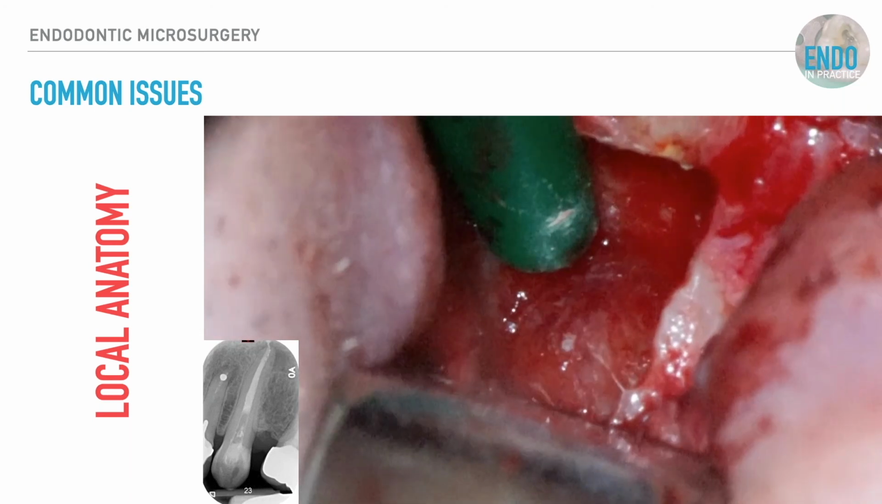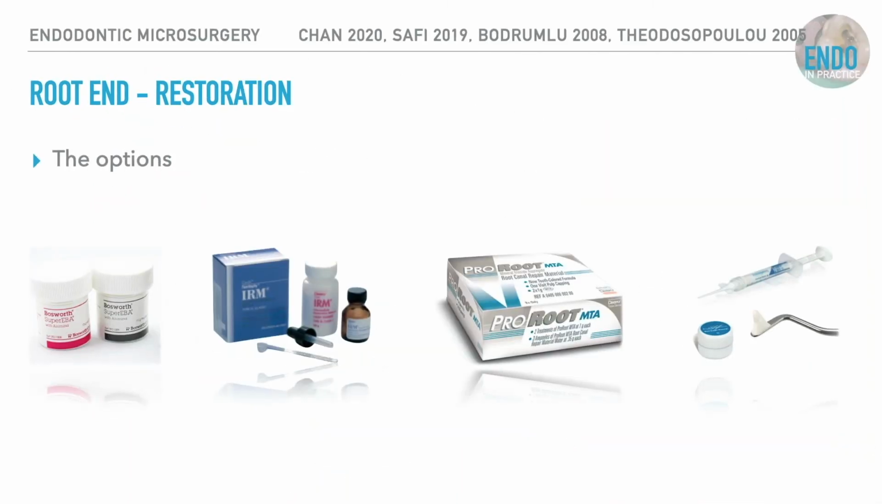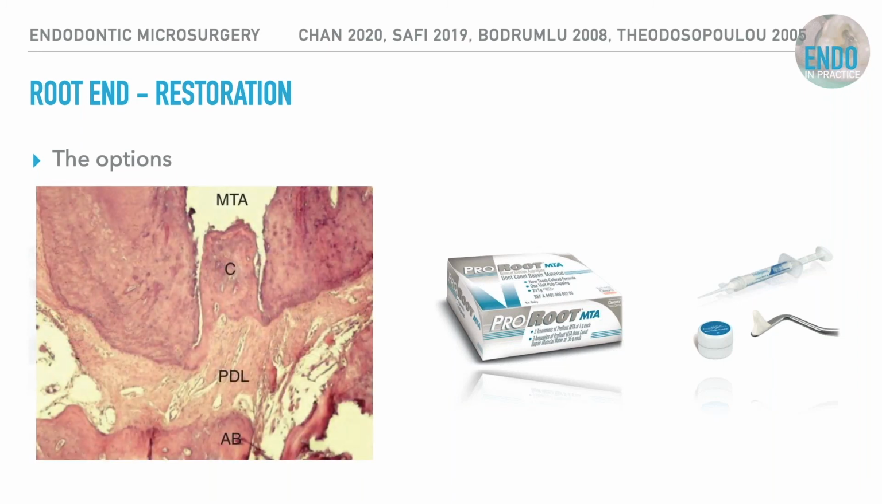I have no interest in doing sinus augmentations. I really don't want to play around with trying to repair a hole in the sinus. So gently does it. What are the options for your retrograde restoration? Well, historically, the two on the left, more contemporary, the two on the right. Is there any evidence that one's better than the other?